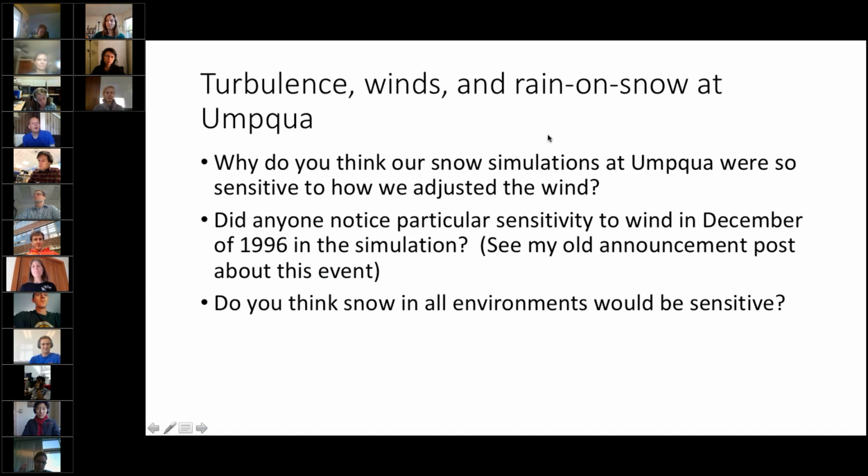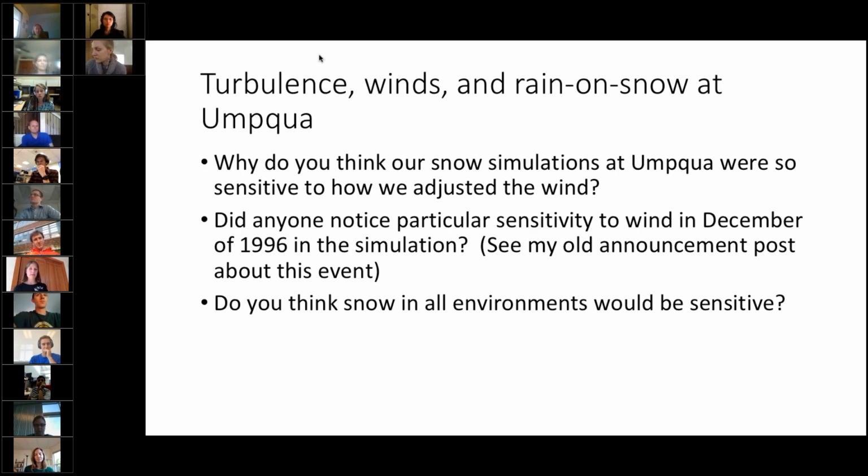Okay, so how many people have actually started getting some of their runs done at the Umpqua site? At least a few of them. Yeah, a third of you. So what do people think about what's happening with turbulence, winds, and rain on snow in Umpqua, Oregon? Why do you think our snow simulations at Umpqua were so very sensitive to how we adjusted the wind speed? Do you think everywhere would be that sensitive, or do you think we have a very particularly sensitive spot?